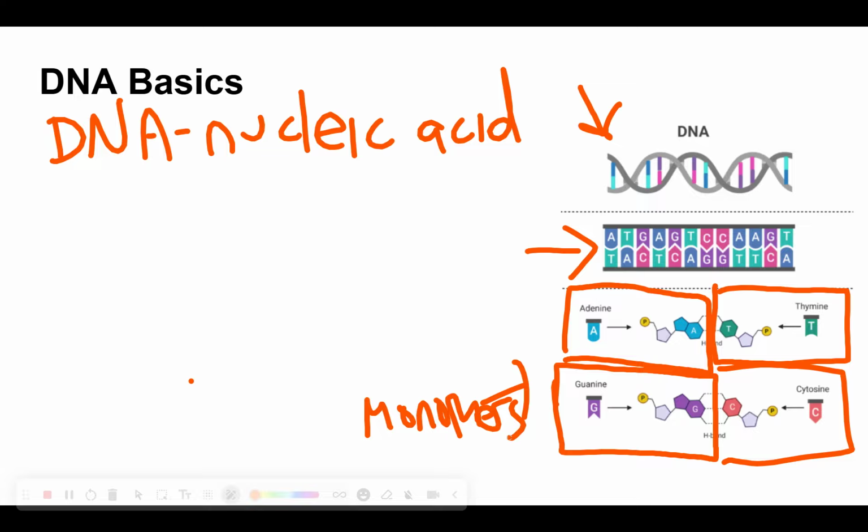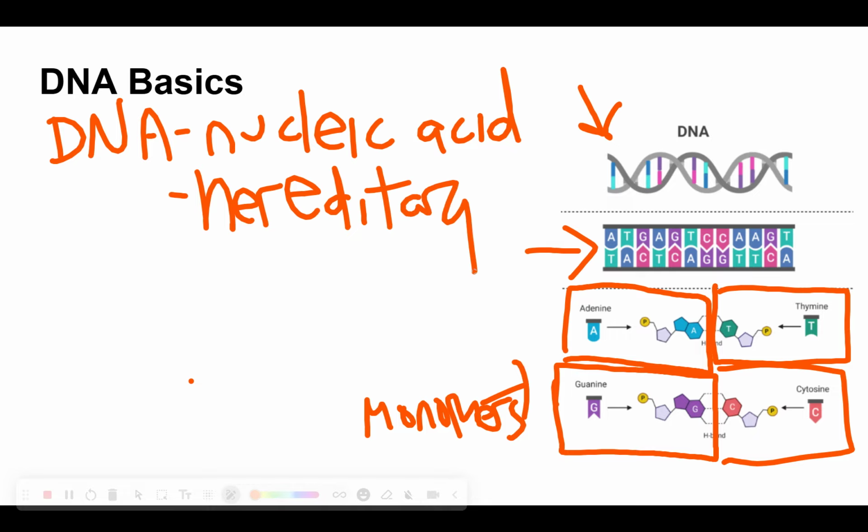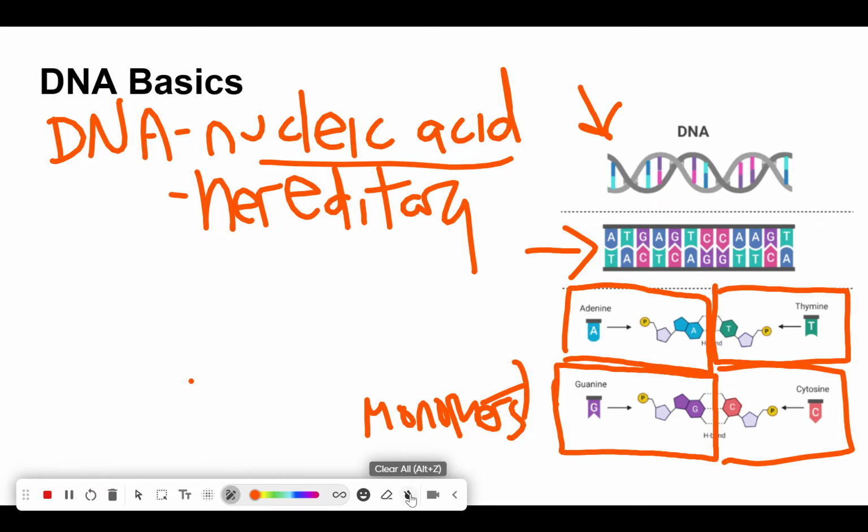DNA is important because it can be passed from parent to child, so it is used for heredity. And nucleic acids are one of the major groups of biomolecules. So along with carbohydrates, lipids, and proteins, nucleic acids are molecules that are really present in all living things.